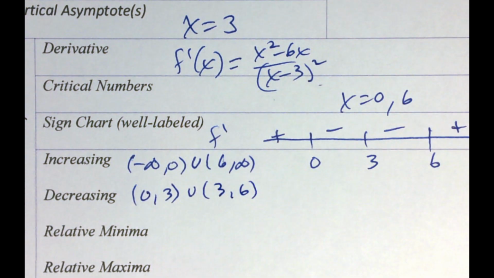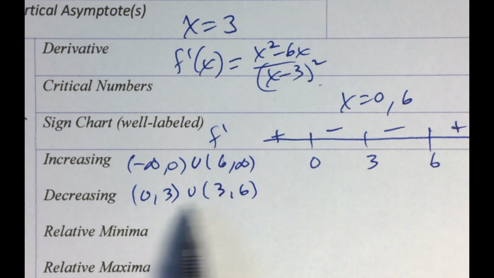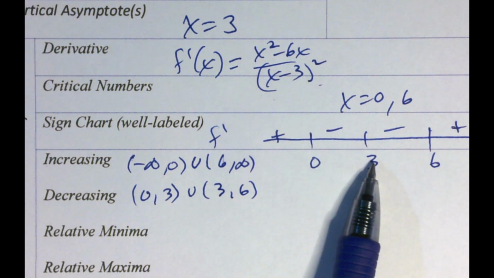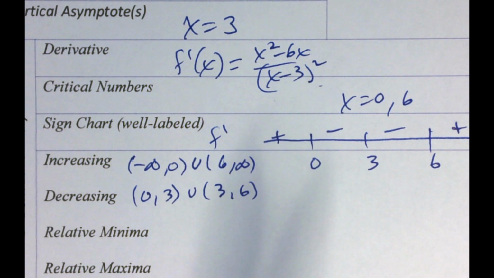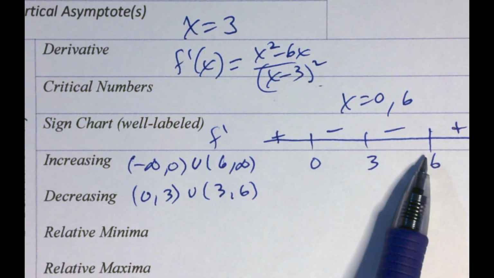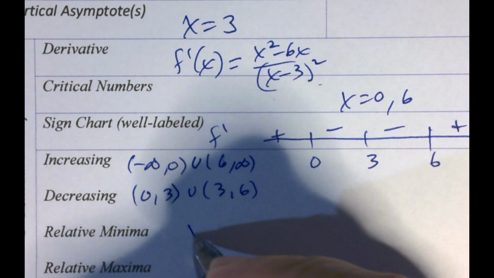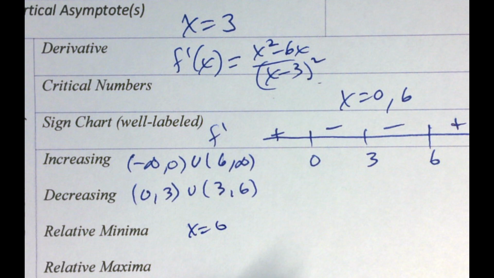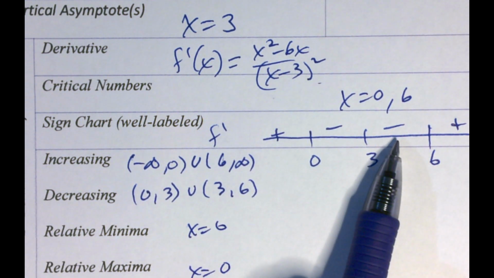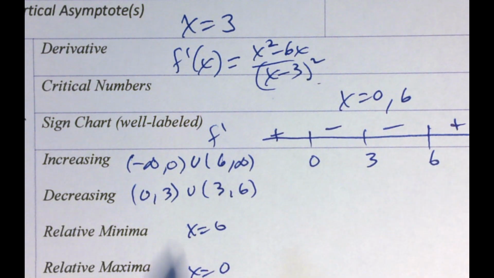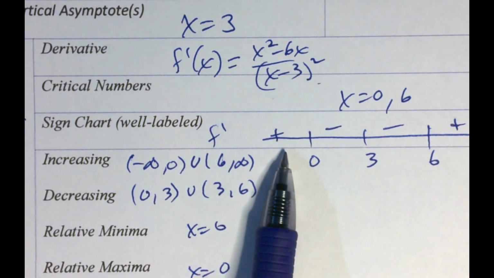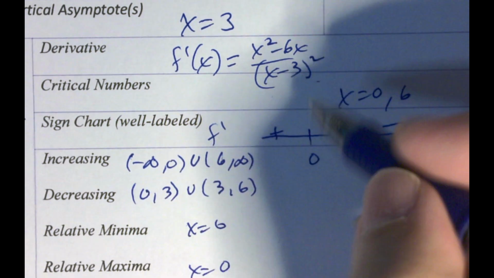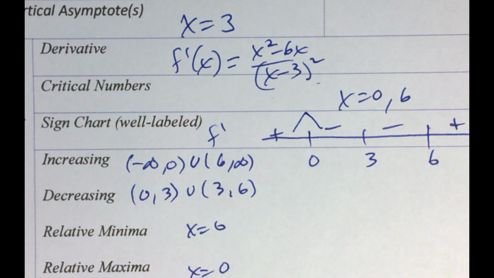And we definitely don't put 0 to 6 because at x equals 3, it's a break. There is a break in the function itself, so we can't include 3. So there is a minima at x equals 6, and there's a maxima at x equals 0, right? There's a minimum at x equals 6 because the derivative changed from negative to positive. At x equals 0, there's a maxima because it switches from positive to negative. In other words, it's going up and then going down, right?